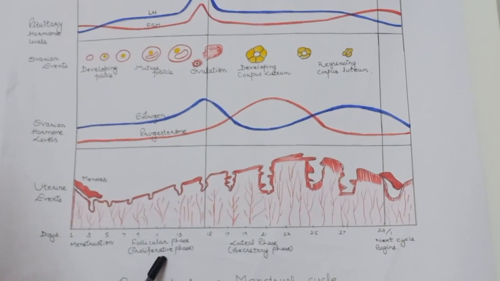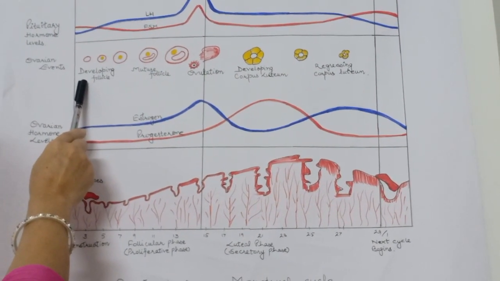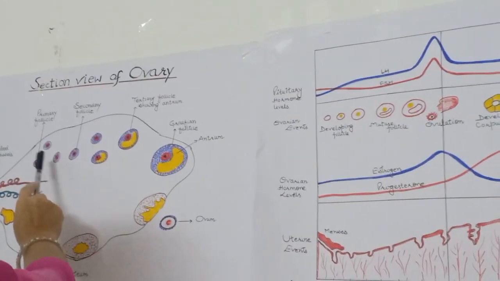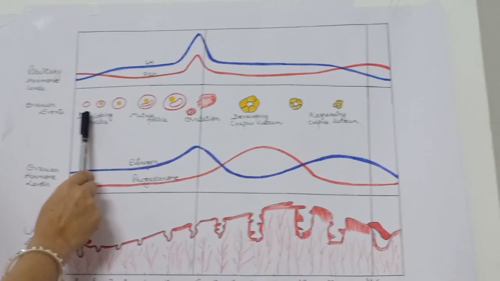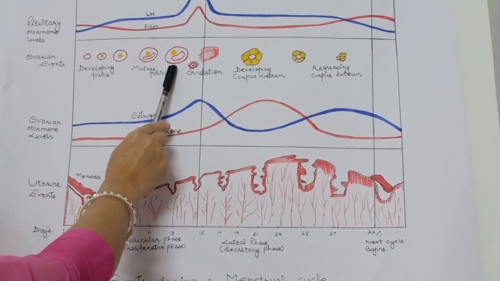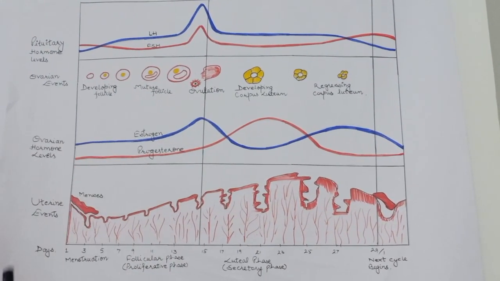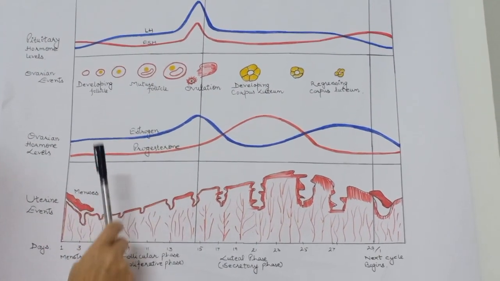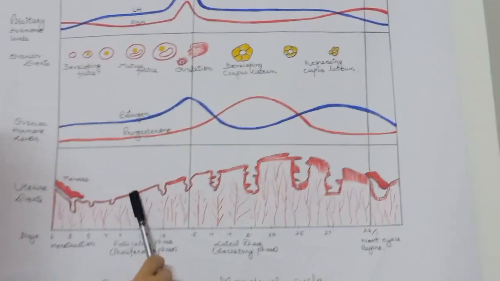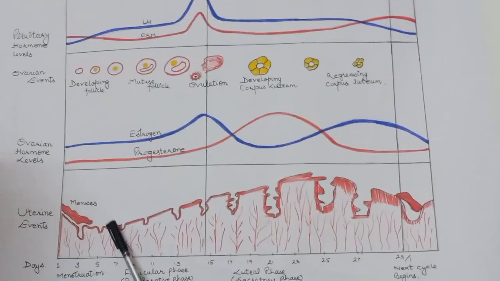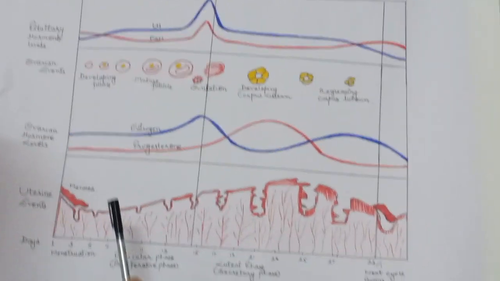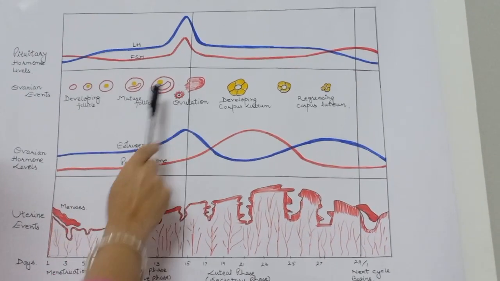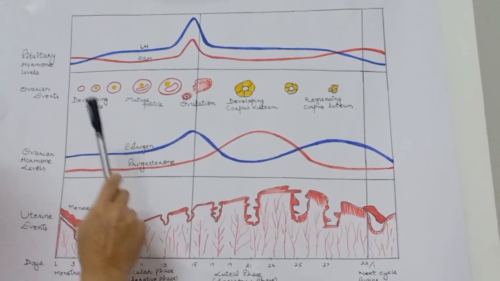Now during this phase, the primary follicle matures. This structure is known as the primary follicle. Here is the primary follicle. It matures and changes into the Graafian follicle. With these changes in the ovary, the uterus lining also becomes thickened due to increase in the thickness of the endometrium.